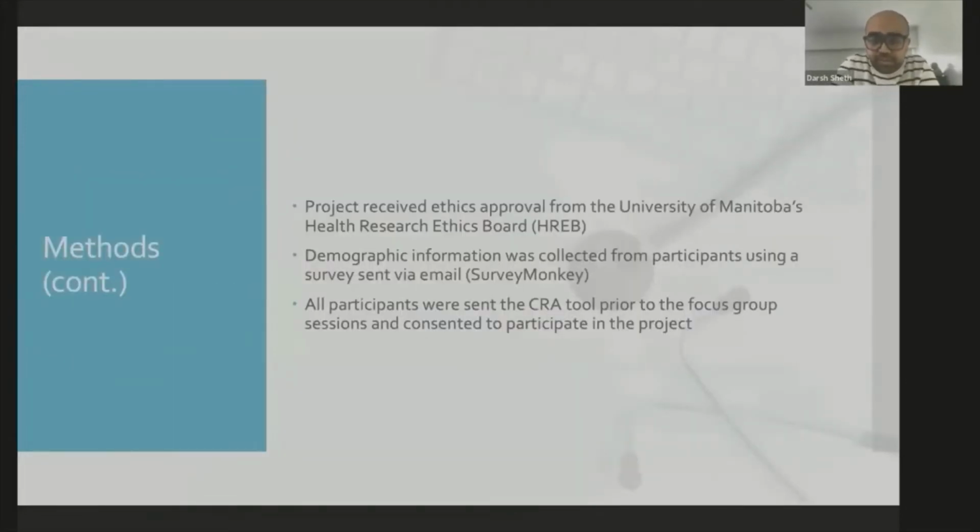So my project did receive ethics approval from the University of Manitoba's Health Research Ethics Board. I was able to collect demographic information from all participants via a survey through SurveyMonkey. What I was looking for there was basically their age, their role in the primary care provider office, and their experience and exposure to Indigenous population and the pediatric population. And all participants, before consenting to participate, were sent the Caries risk assessment tool, which I showed a few slides before, and they were given an invitation script outlining all of the important facts about why we're conducting this research project.